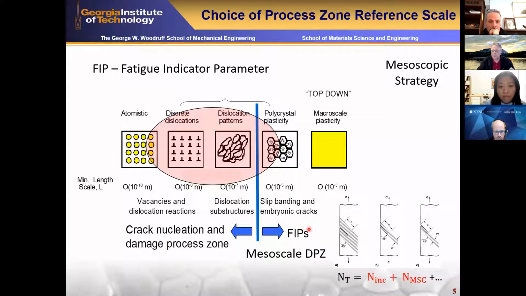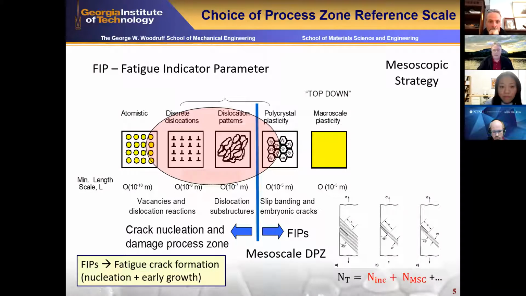Specifically, we're interested in computing over a volume on the order of maybe 10 to 100 microns cubed, subgrain size, in order to compute the non-local localized slip type of parameter that constitutes the FIP definition. It pertains to nucleation and early growth within the nucleant grain or phase over that fatigue process damage zone. So this is a mesoscopic damage process zone concept.